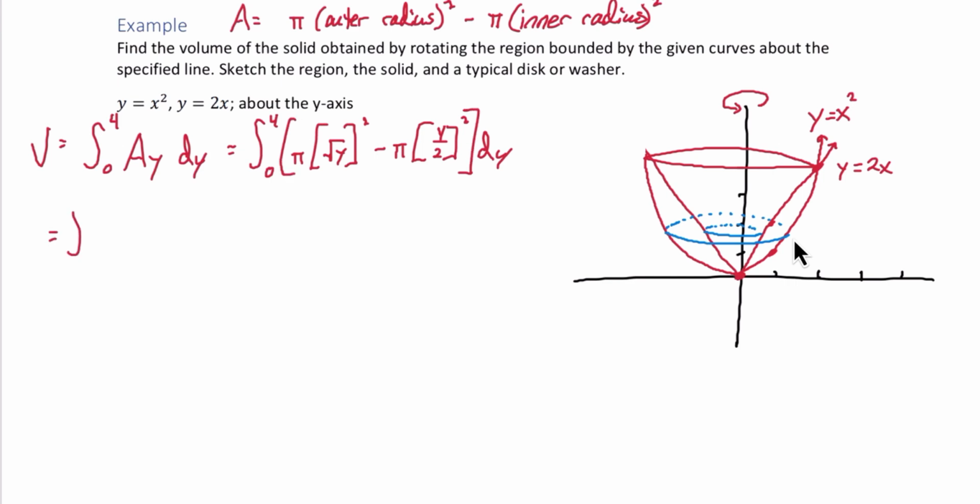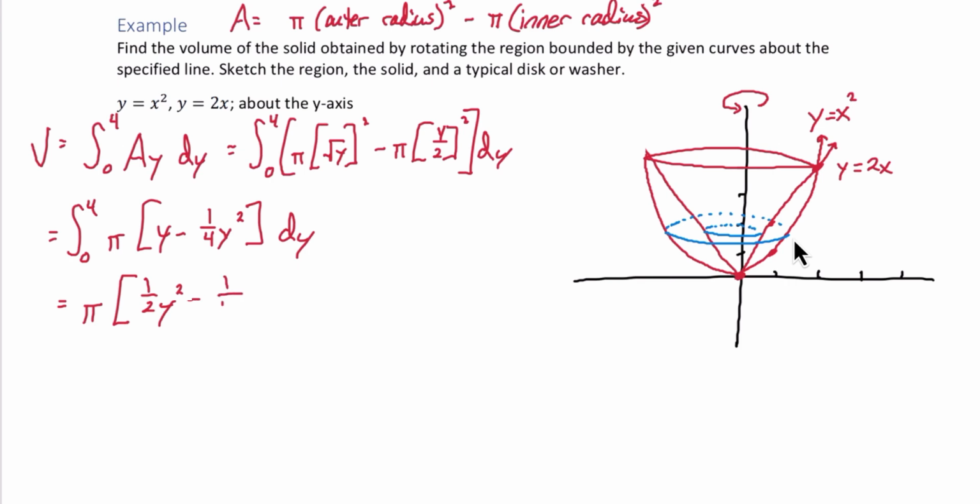Simplifying this, we have the integral from 0 to 4 pi times y minus 1/4 y squared. Now we can integrate. We'll pull pi outside. This leaves us with 1/2 y squared minus 1/12 y cubed, and we will integrate from 0 to 4.